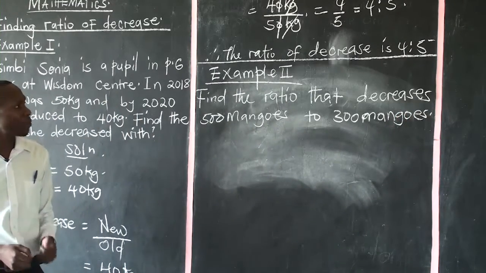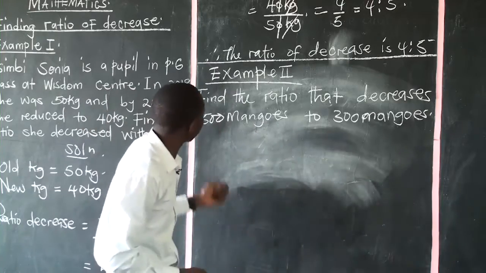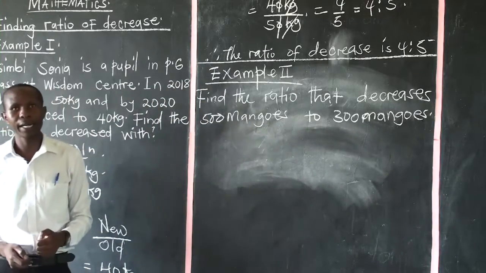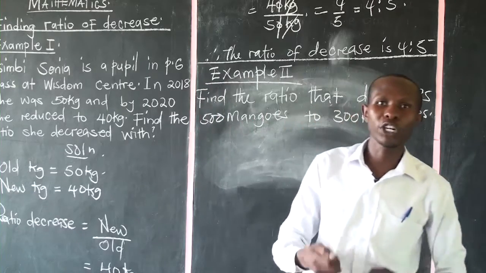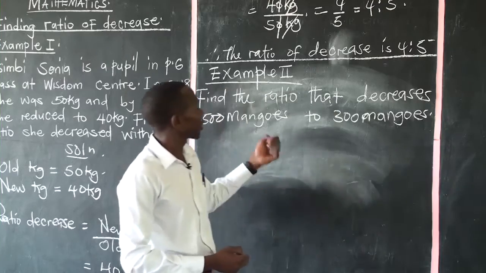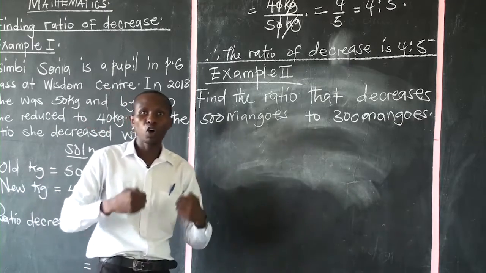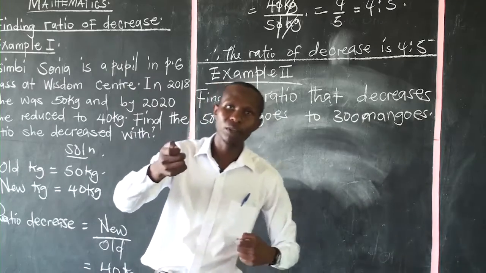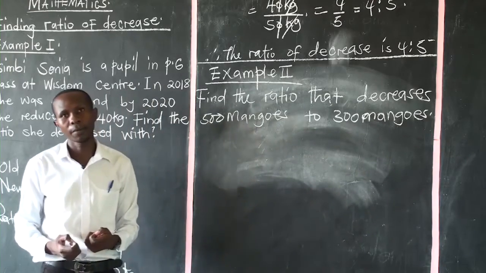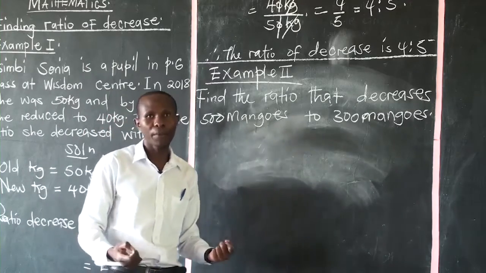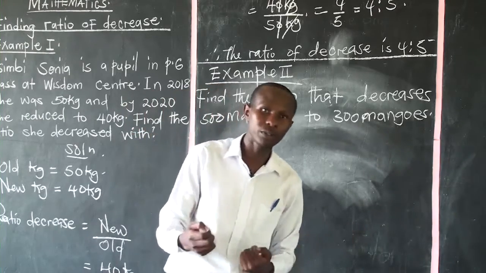So let's look at the second example first of all. The second example is saying, find the ratio that decreases 500 mangoes to 300 mangoes. So they have already given us a decrement. At the same time, we know the original number of mangoes that we had. So the first thing we have to do here, we shall need to identify the original number of mangoes. At the same time, we shall also need to identify the new number of mangoes that we came out with. Then thereafter, we shall be able to determine the percentage, the ratio which decreased these mangoes. Okay?